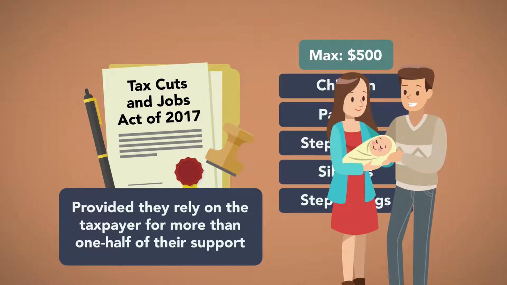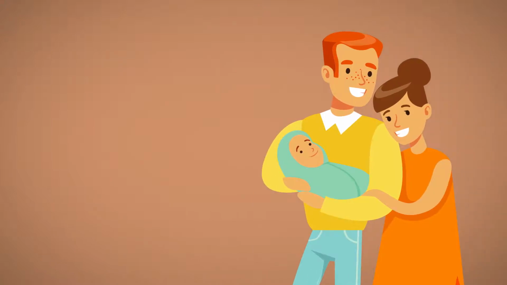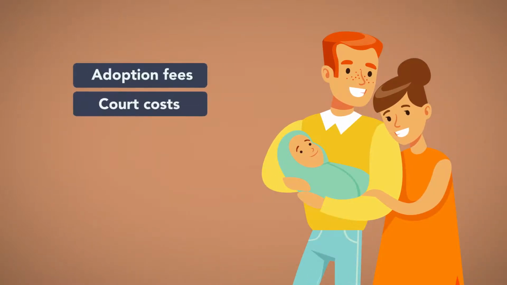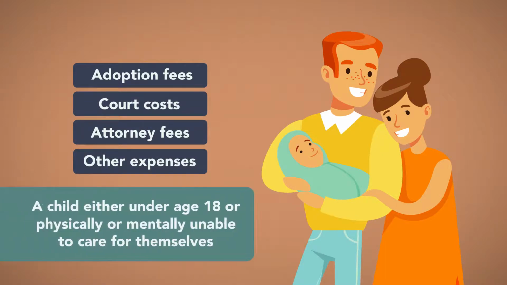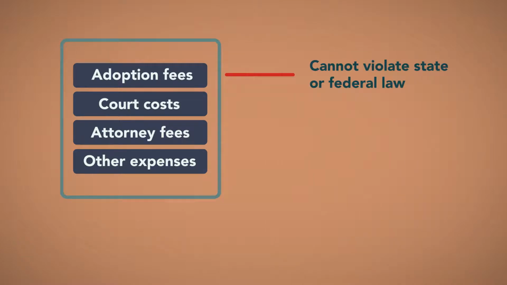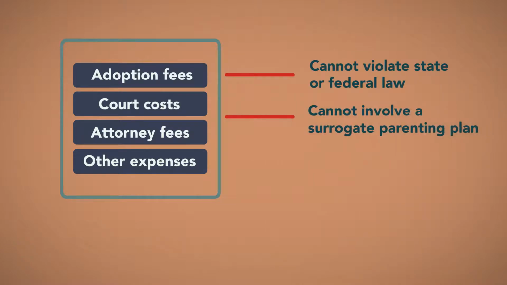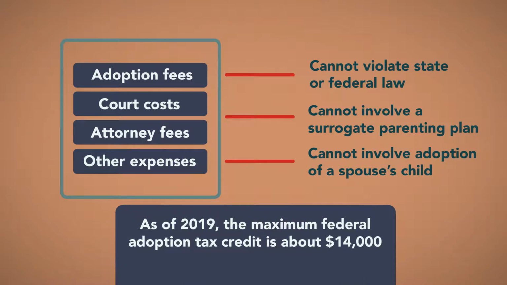Some expenses involved in completing an adoption are deductible as non-refundable tax credits. Taxpayers can deduct qualified adoption expenses that include reasonable and necessary adoption fees, court costs, attorney fees, and other expenses related to adopting a child, either under age 18 or physically or mentally unable to care for themselves. To qualify, these expenses cannot violate state or federal law, cannot involve a surrogate parenting plan, and cannot involve adoption of a spouse's child. As of 2019, the maximum federal adoption tax credit is about $14,000.